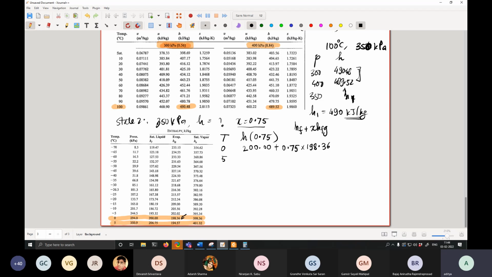For 5 degrees Celsius, what is it? It's going to be 206.75 plus 0.75 times 194.57. So, ladies and gentlemen, please tell me the values. So the first one is 348.77. 348.77. And the next one is 352.6775. I mean, you know, 2 decimal places. Now we're going to say some.